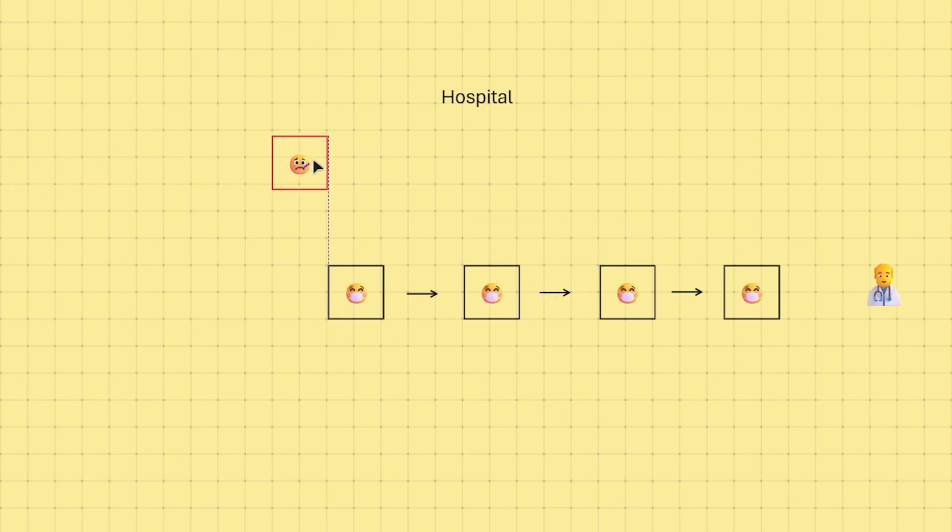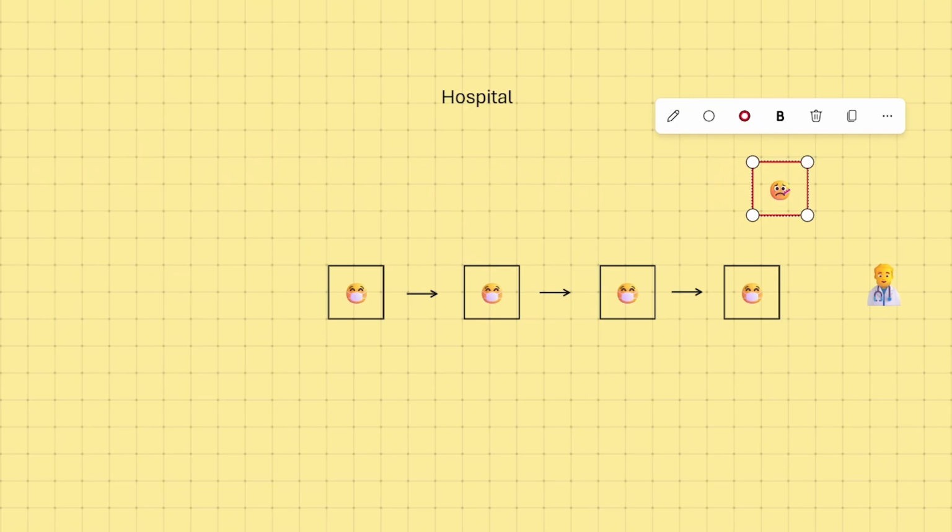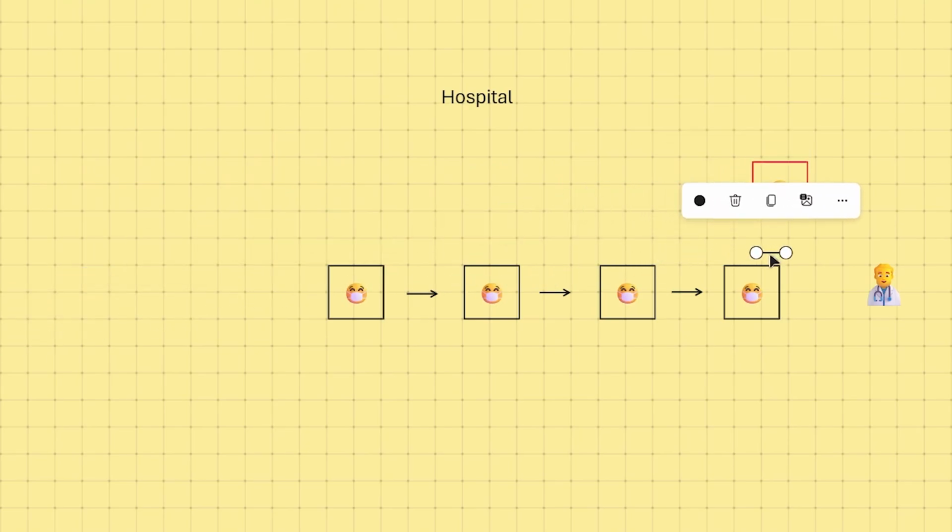So when that critical patient arrives, my app doesn't shift anyone. It simply takes the new patient, sets their next pointer to the person currently at the front, and tells the system, hey, this new guy is the head of the line now.